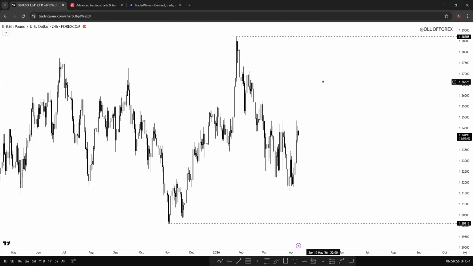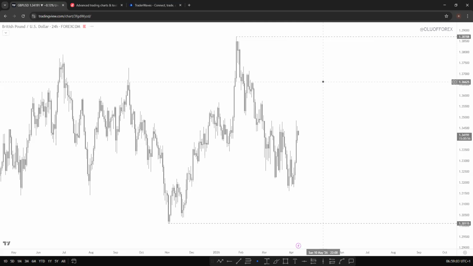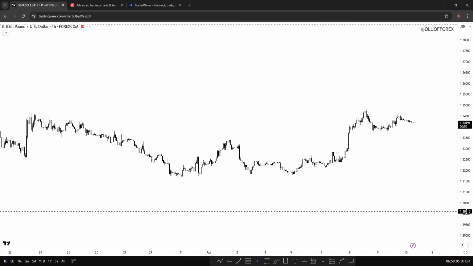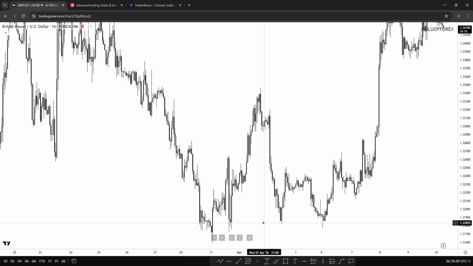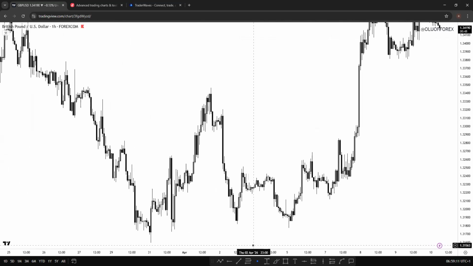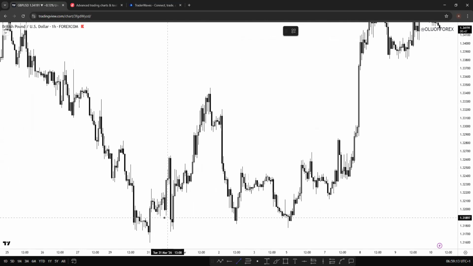I confirmed my directional bias on the daily time frame and I am bullish on GBP USD. So I waited for the substructure to retrace into my buy level. Then I dropped it down to the algo time frame. On the algo time frame, I explained algo structure on my YouTube channel.